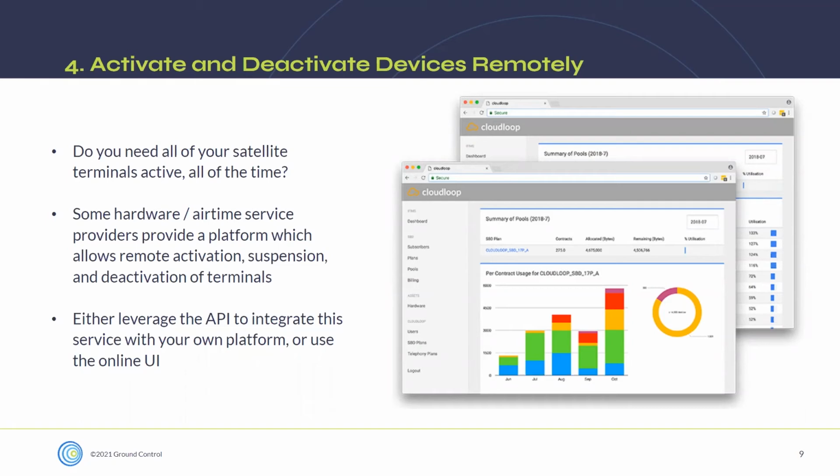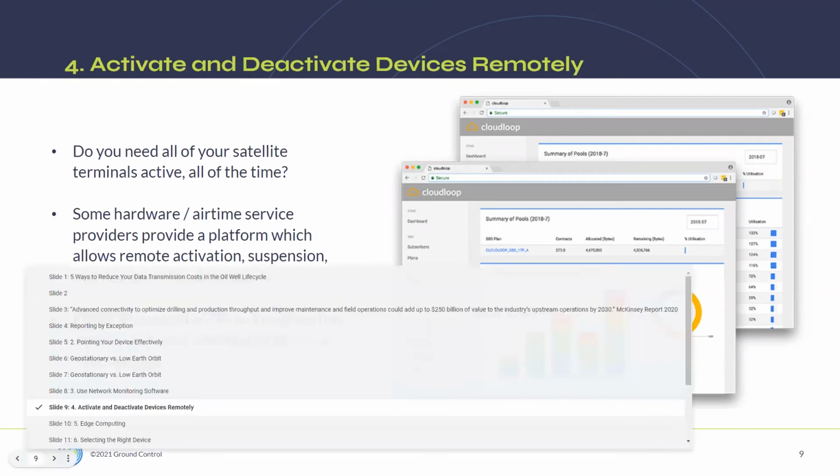So the point ultimately is make sure you are on top of the devices that you have deployed. You've got the tools to be able to do that. And that can ultimately save you quite a lot of money and make your whole service more efficient by doing so.